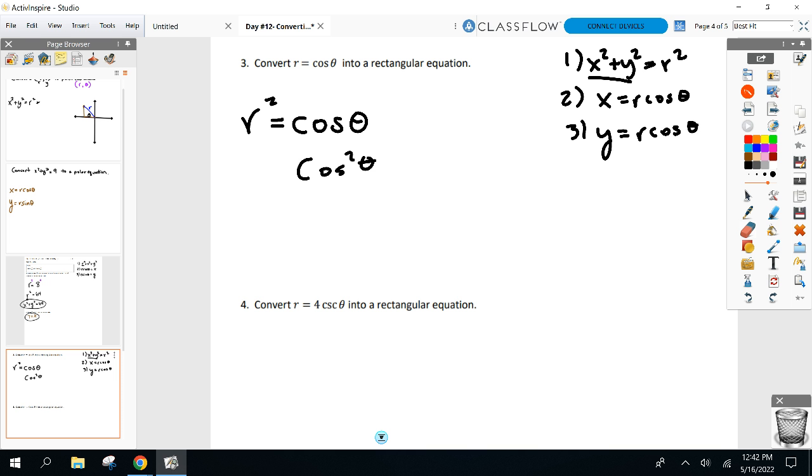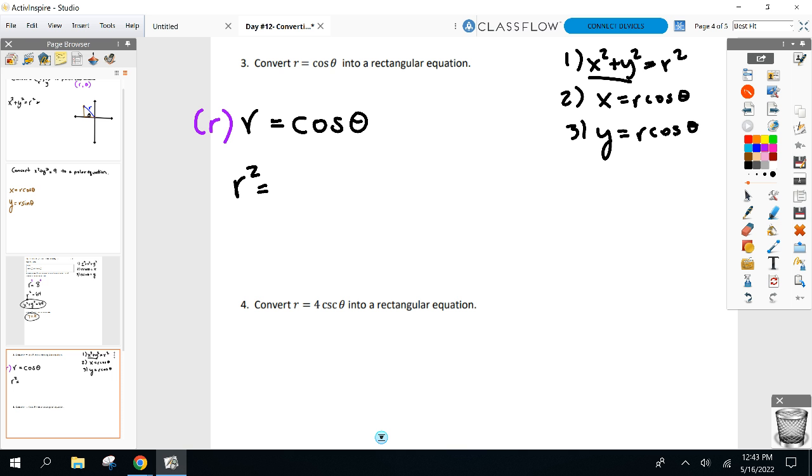Oh, multiply by R. What if I multiply both sides by R? You got 2 R's. That's not 2R. That's R squared. That's R squared.